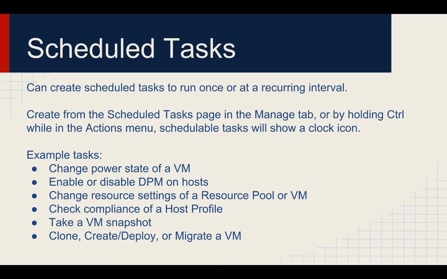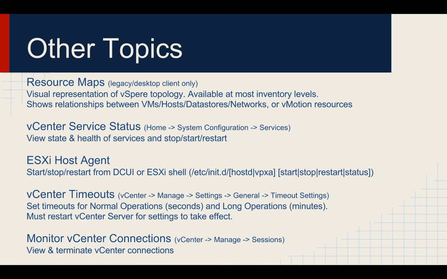You create them from the scheduled tasks page in the Manage tab of a vSphere object in the web client, or if you bring up the Actions menu for an object, either by right-clicking it or hitting the Actions menu. If you hold down the Control key, you'll actually get a little clock icon next to the tasks that you can schedule, and if you click right on that clock, it'll take you into the scheduling interface, which is kind of a nice shortcut.